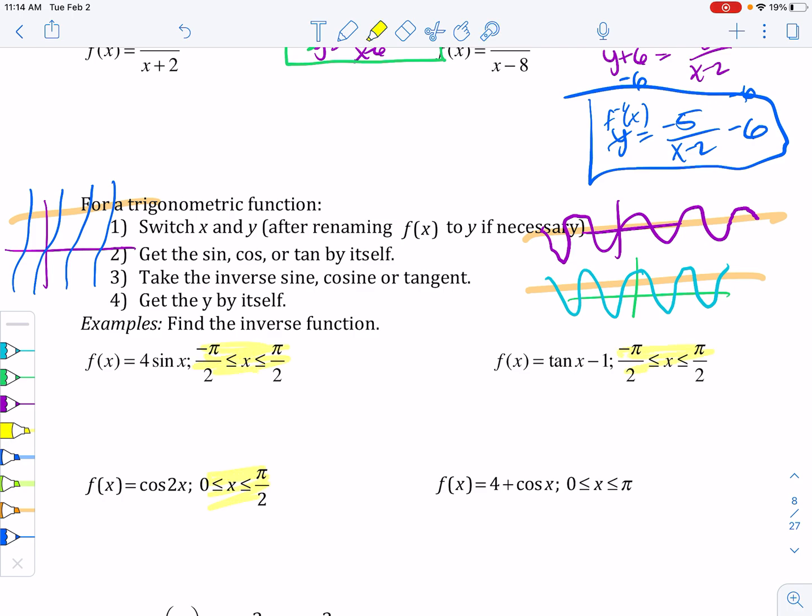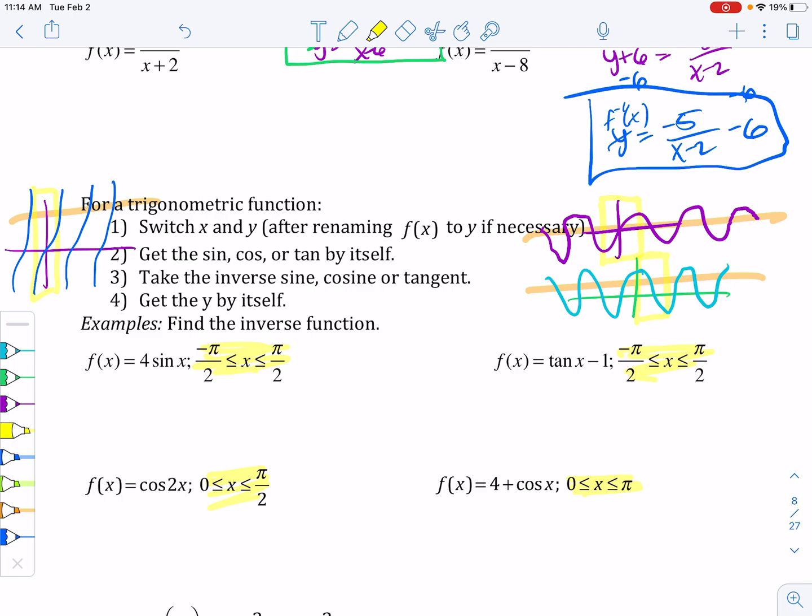Okay. So it tells you what part of the graph we're looking at. So for a sine graph, I would be looking at this portion of the graph. For a cosine graph, I would look at this portion of the graph. And then for a tangent graph, I would look at this portion of the graph.